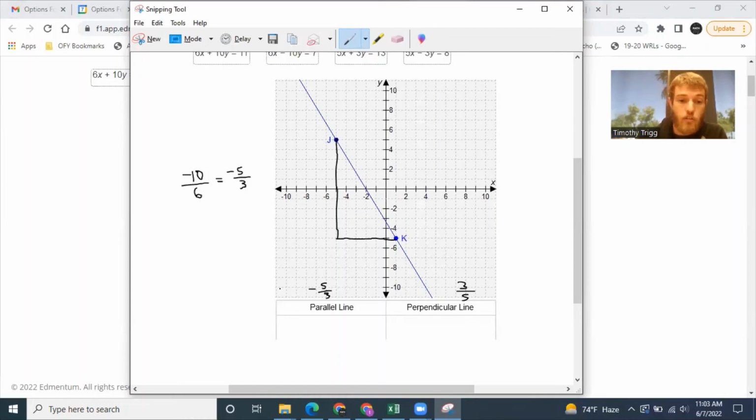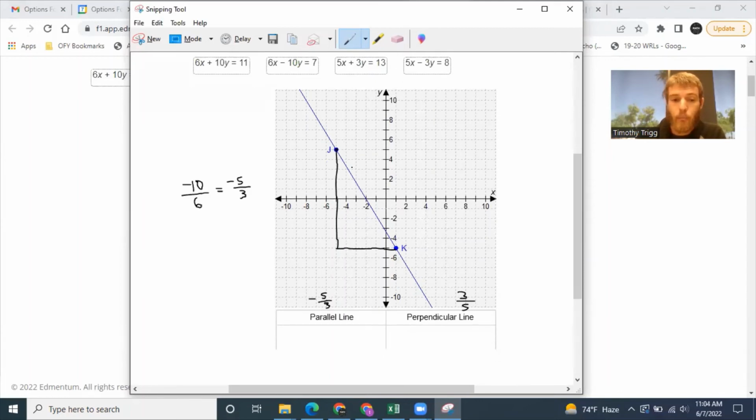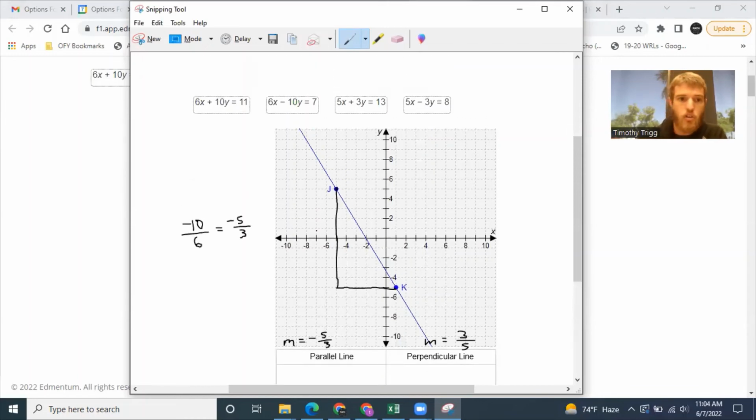So when you try to figure out the slopes of these equations, if the slope is -5/3, it's parallel. If the slope is positive 3/5, then it's perpendicular. And if it's neither of those slopes, then don't put it in either category. So I'll show you how to find the slope. We'll just go with this first one here.